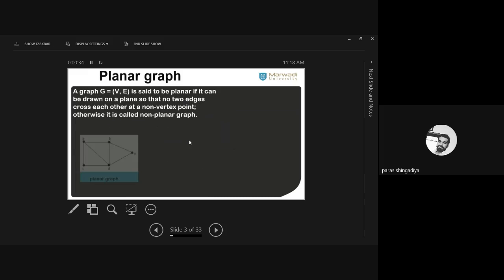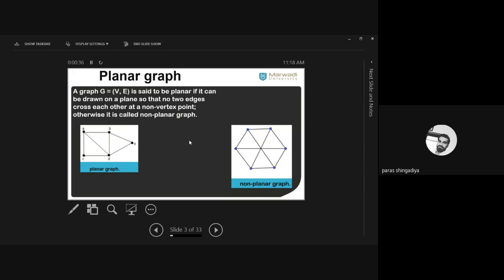Okay, so in the last lecture we started the assignment, unit number 6, planar and non-planar graph. And we had discussed the definition of planar graph, which graph we can say is a planar graph. The definition is that it can be drawn on a plane such that no two edges intersect at a non-vertex point. That type of graph is called a planar graph.